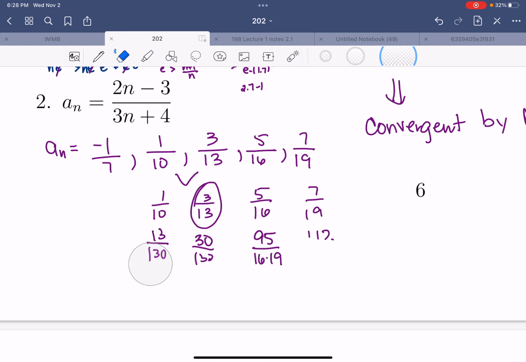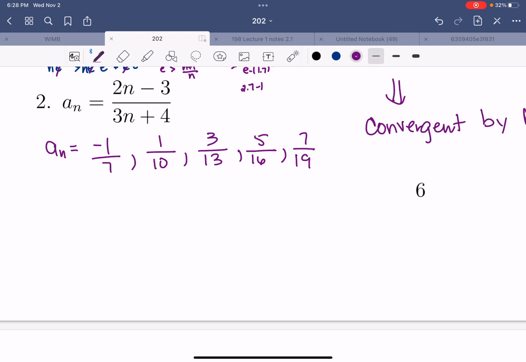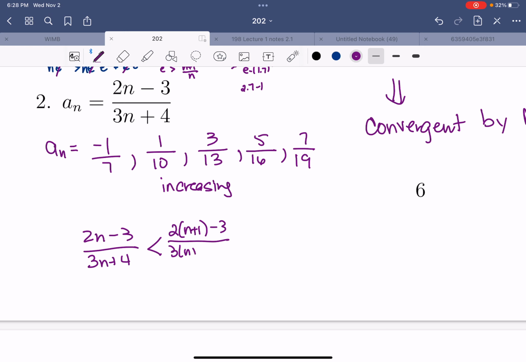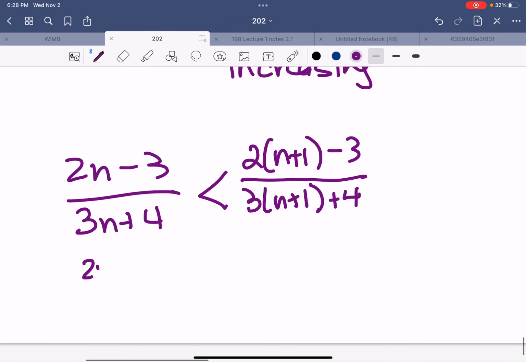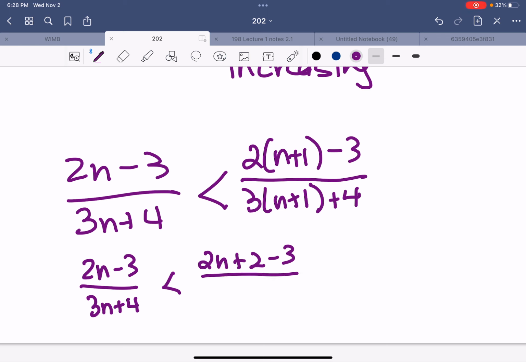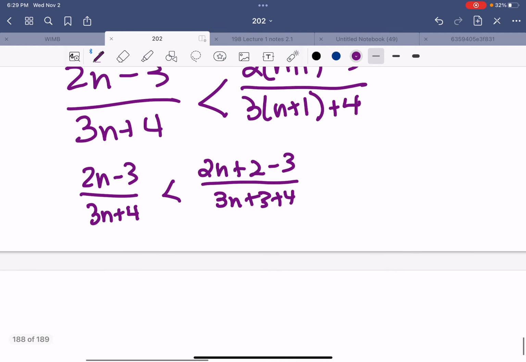So what's happening here is this is increasing. So we're going to say this is increasing. Why? Well, if you take 2n minus 3 over 3n plus 4, we're going to say that that is less than when you plug in n plus 1. And then we've got to do some algebra to show this is true. So 2n minus 3 over 3n plus 4, we're saying is 2n plus 2 minus 3, and 3n plus 3 plus 4. And we're just going to multiply all this out.